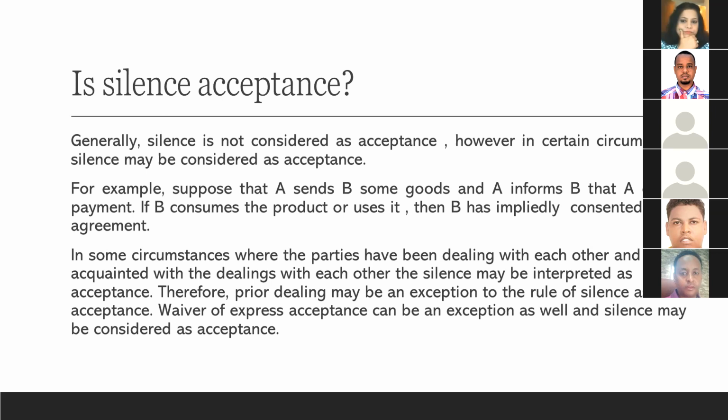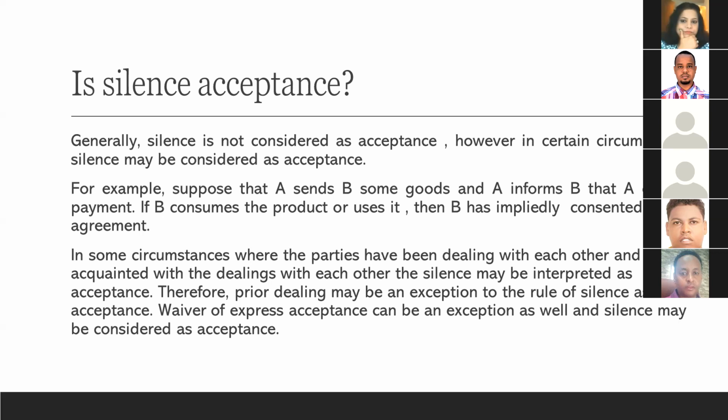So in some circumstances where the parties have been dealing with each other, this is yet another example. In some circumstances where the parties have been dealing with each other and are acquainted with the dealings, that means they're used to the dealings with each other, the silence may be interpreted as acceptance. So therefore, prior dealing may be an exception to the rule of silence as non-acceptance. So this circumstance normally happens in certain traditional commercial transactions.